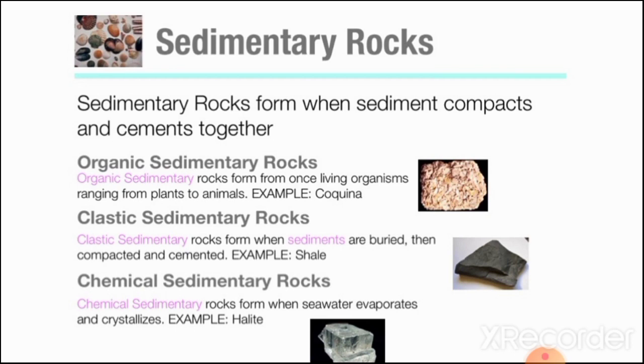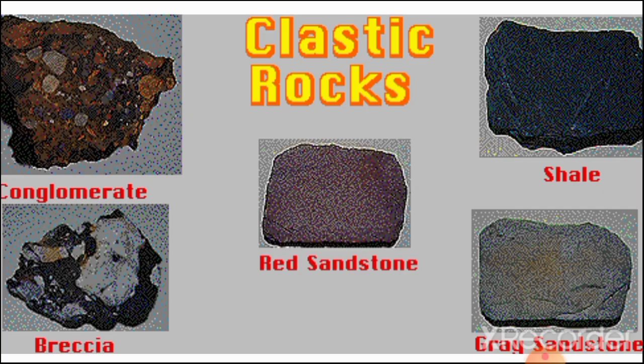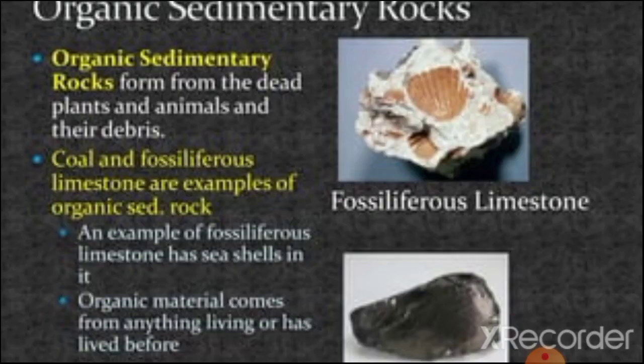The sedimentary rocks are divided into three different types. We have the clastic sedimentary rock, which is made of fragments of rock cemented together. Examples of the clastic rocks are sandstone, breccia, conglomerate, and shale. Another type is the organic sedimentary rock, made from fossils. Examples are coal and limestone.